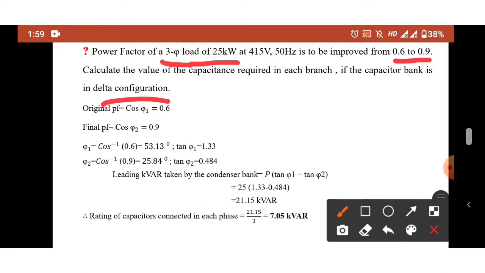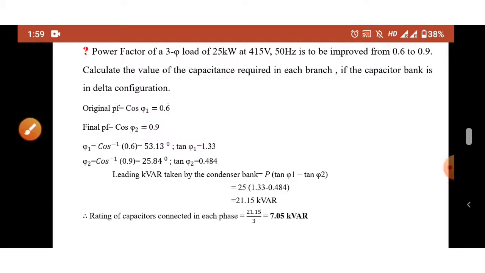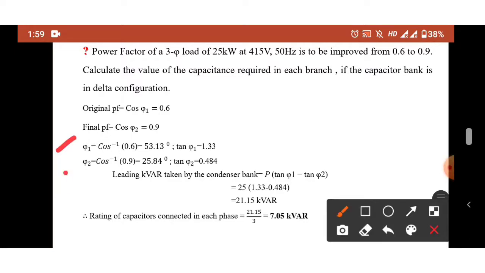First, the original power factor is given, which we take as cos phi 1. Cos phi 1 is equal to 0.6. Cos phi 2 is equal to 0.9. From this find phi 1 and phi 2. We know that phi 1 is equal to cos inverse 0.6 and phi 2 is equal to cos inverse 0.9. Then find tan phi 1 and tan phi 2, because we have to obtain the leading kVAR given to the capacitor bank.